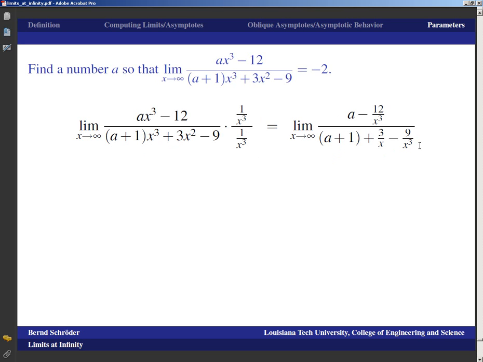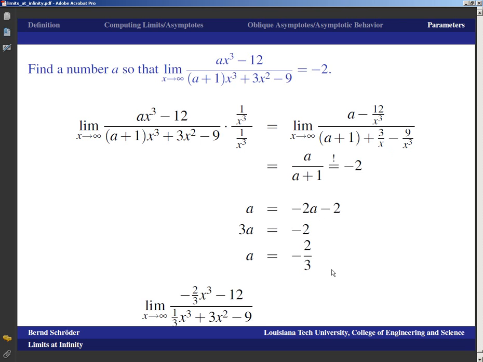And now we can see as x goes to infinity, 12 over x cubed, 3 over x, and 9 over x cubed go to 0. So the limit is a over a plus 1, and we want that limit to be -2. Okay, so we just solve that. Well, if a over a plus 1 is -2, then a is -2a minus 2. 3a is -2, or a equals -2/3. And so that means the function would be -2/3 x cubed minus 12 from the numerator here. And -2/3 plus 1 is 1/3, so 1/3 x cubed plus 3x squared plus 9 in the denominator. And that limit really is -2.